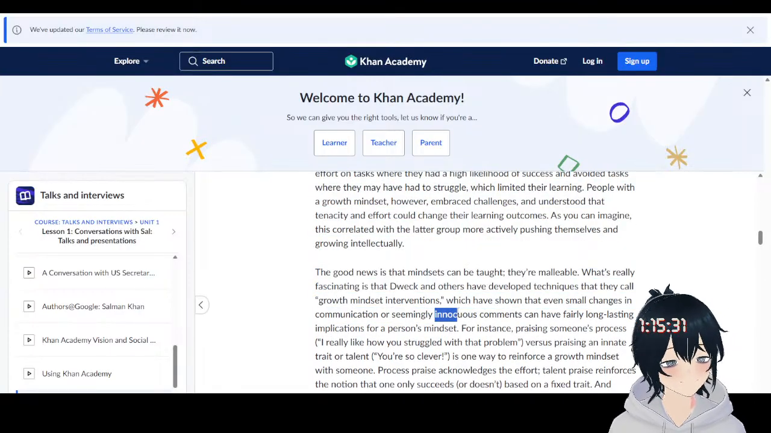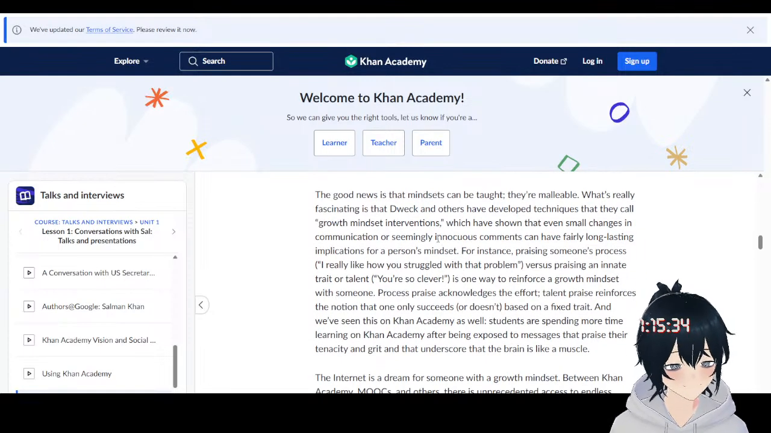Oh shit. Why am I using my touchpad? This should be like what?